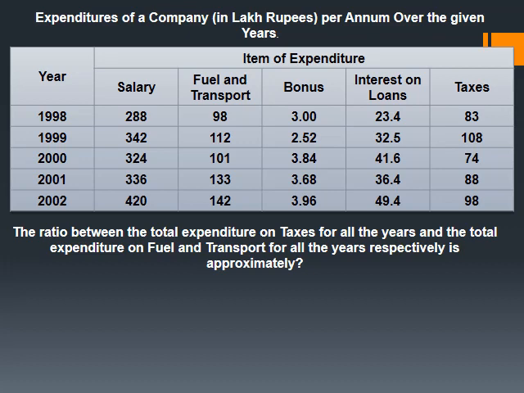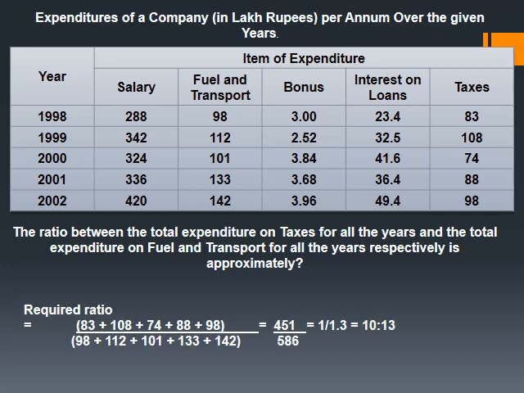Between which numbers? One is the total expenditure on taxes. So for 5 years, what is the total expenditure on taxes? And that should be compared with the total expenditure on fuel and transport. So taxes divided by fuel and transport, the total.